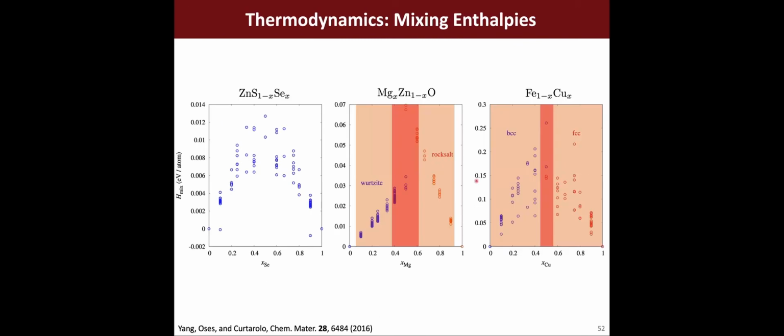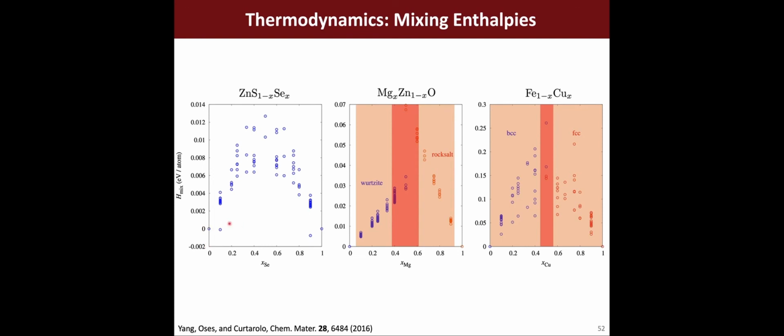Okay, so now let's talk about what we can do with AFLOW-POCC in terms of thermodynamic analysis. So what I have here are these 3 systems that I've been talking about: the zinc chalcogenide, the magnesium zinc oxide system, and the iron copper system. What if I wanted to plot the enthalpy of mixing for these systems? Remember, it's a little different than the enthalpy of formation. Enthalpy of formation is always with respect to the components. Here, it's going to be with respect to the precursors. So we expect that at the pure component edges, we're going to have an enthalpy of mixing of 0.